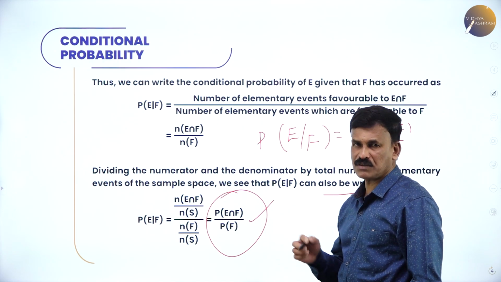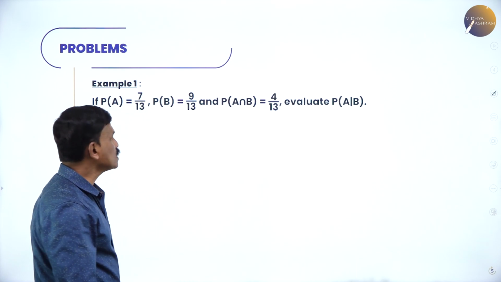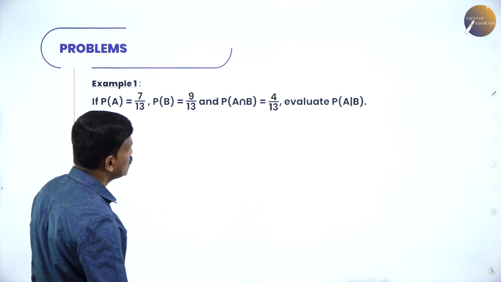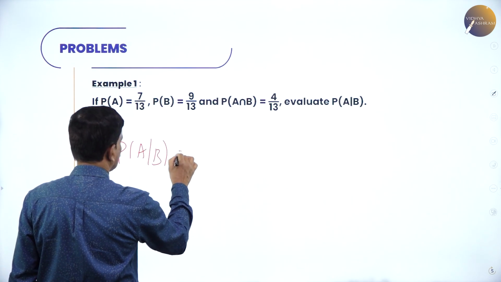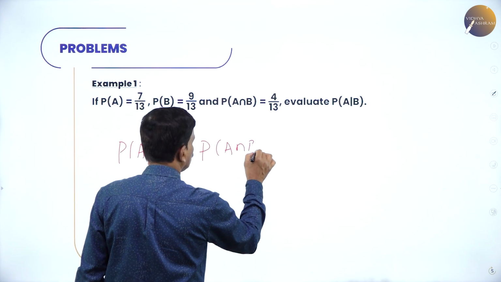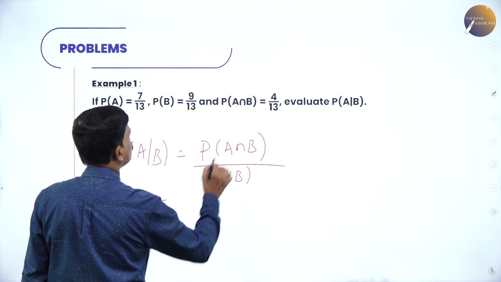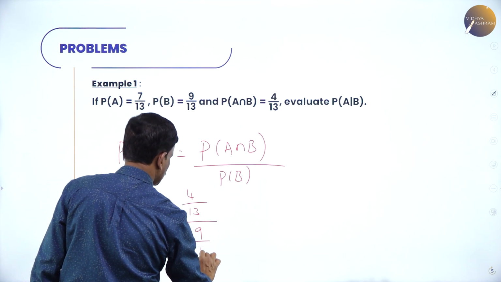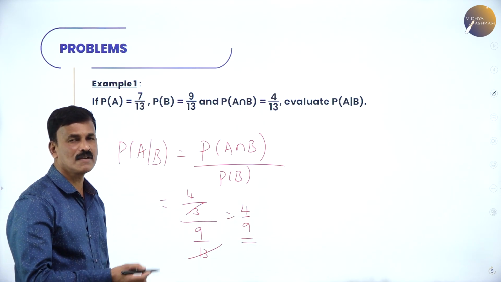Now, based on this, let us take a few 1 mark questions. If probability of A is 7 by 13, probability of B is 9 by 13 and probability of A intersection B is 4 by 13, evaluate probability of A by B, that means B has already occurred. According to the definition, probability of A by B is nothing but probability of A intersection B divided by probability of B. Probability of A intersection B is 4 by 13. Probability of B is equal to 9 by 13. So, this gets cancelled. The required answer is 4 by 9. That's it. Okay, simple for 1 mark.